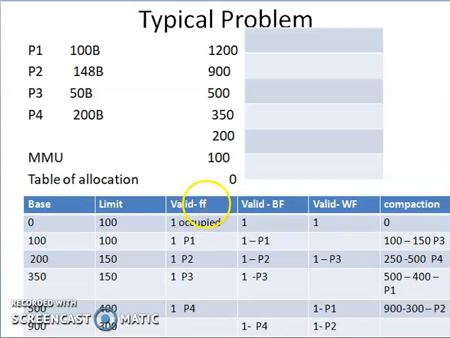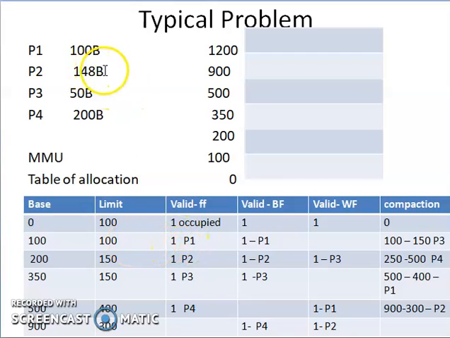The first method is the first fit method. In the first fit method, whatever process comes in, we just find the first limit which is equal to or greater than the size that is required, and that is allocated. As we can see, the first block is already occupied, so we will not do anything with this block. This second block has a limit of 100 and our requirement is 100 bytes. So we allocate P1 to this block.